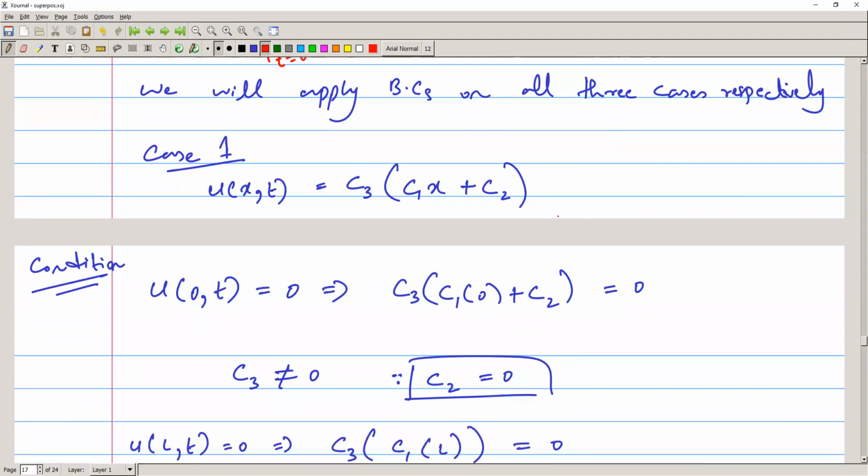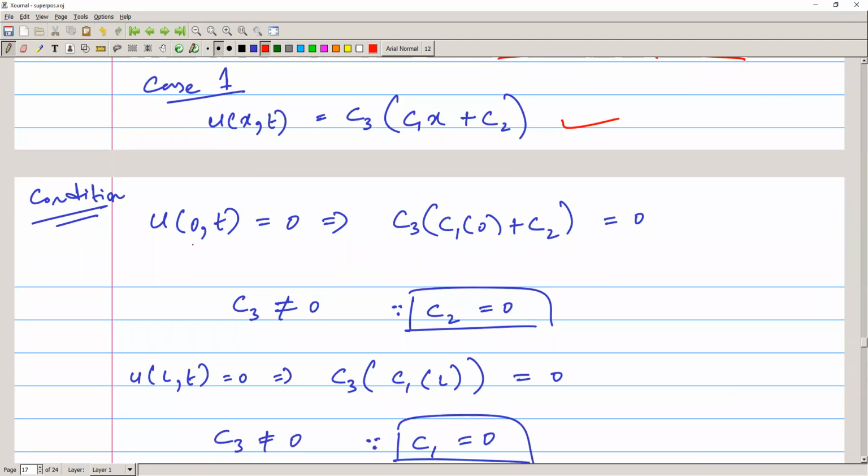Now we will apply the boundary conditions on all three cases respectively. So in the first case, we get this solution, right? u of x comma t is equal to c3 times (c1 x plus c2). When we apply the boundary condition u of 0 comma t is equal to 0, this implies that this is equal to 0, right? So everywhere for x, we will put 0, because this shows that x is equal to 0.